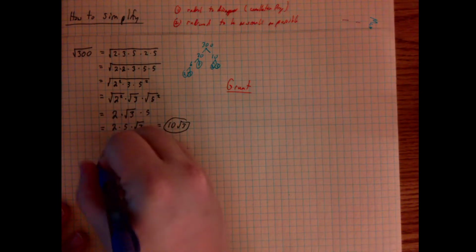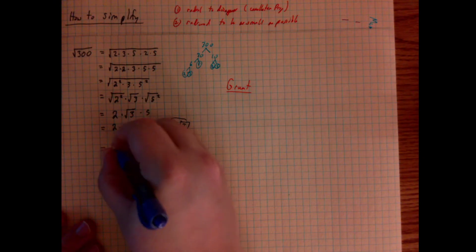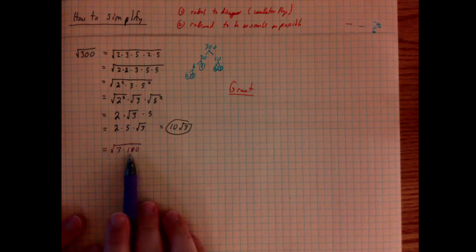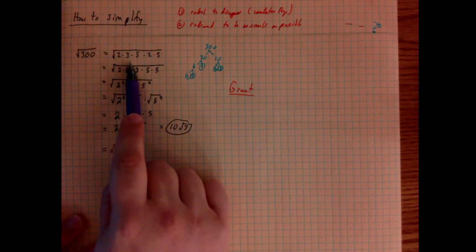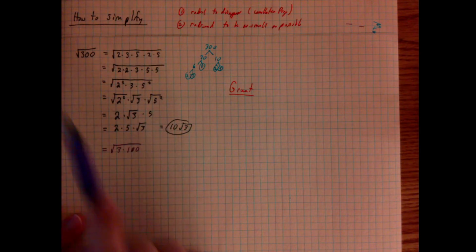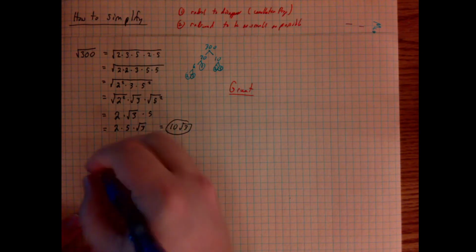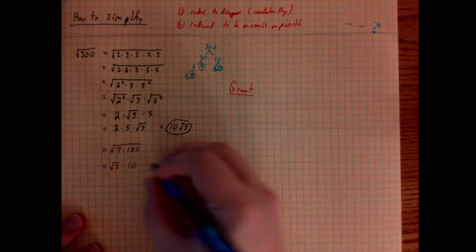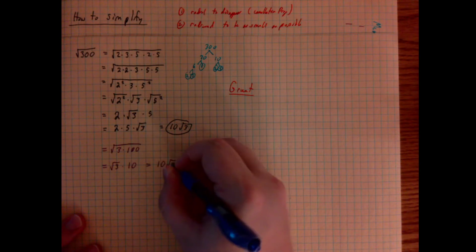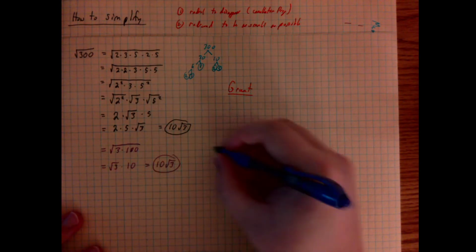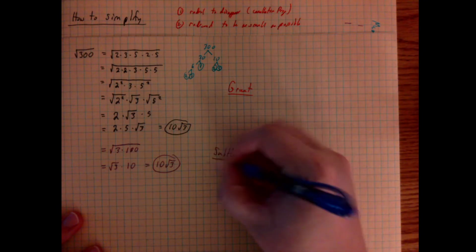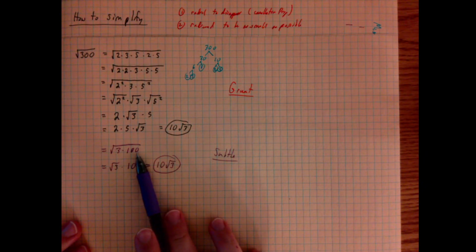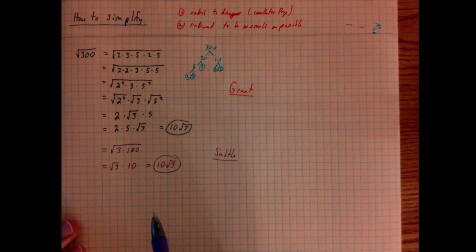It takes time. Alternatively, we could have just broken this down into 3 times 100, because 3 times 100 is also 300. 2 times 3 times 5 times 2 times 5 is 300, but so is 3 times 100. And this one is much better, because the square root of 100 is already known to be 10, meaning I end up with 10 square root of 3. This one's much more subtle. It requires more practice. It requires more understanding. It requires seeing the 100 rather than seeing it as a collection of different terms.